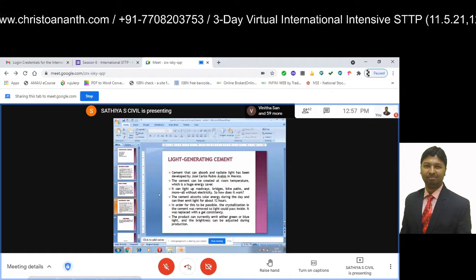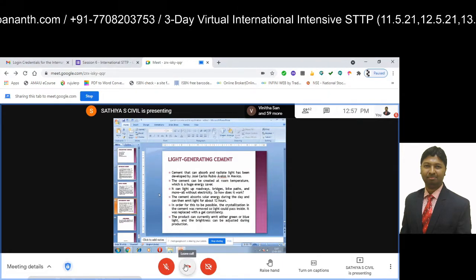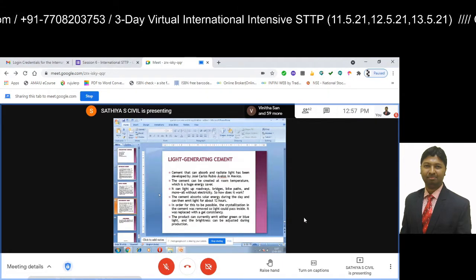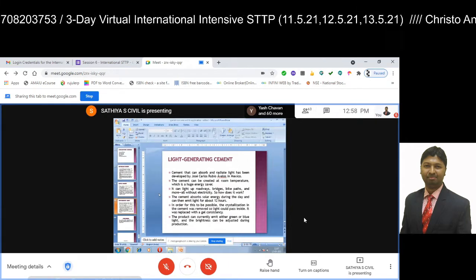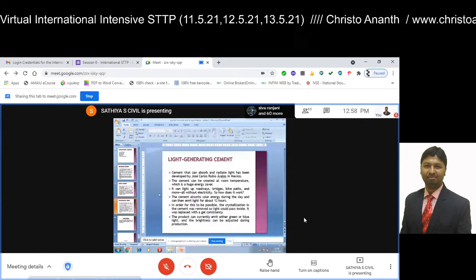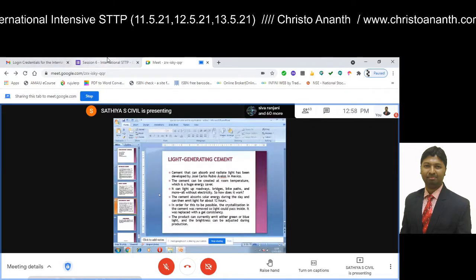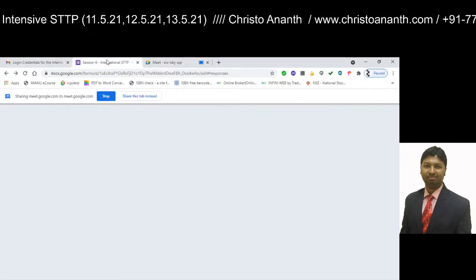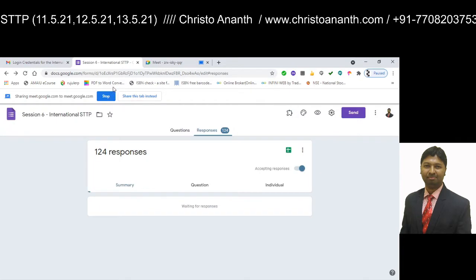The cement absorbs solar energy during the daytime and emits light for about 24 hours. In order for this to be possible, the crystallization in the cement was removed, so light could pass inside. It was replaced with a gel consistency. So we can save electricity also.